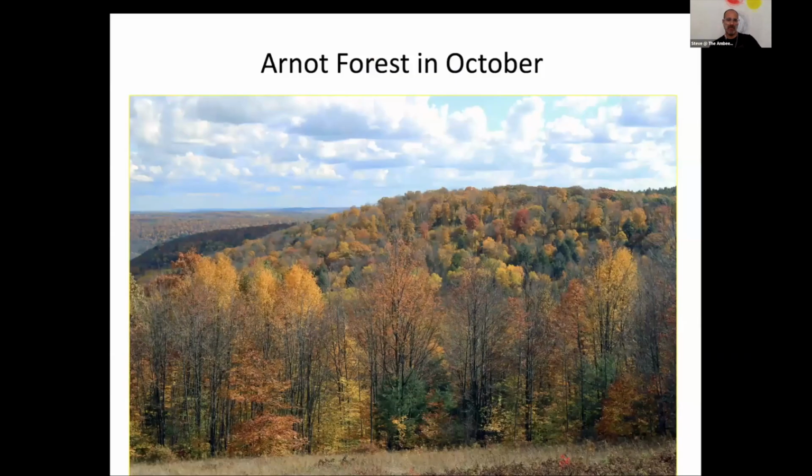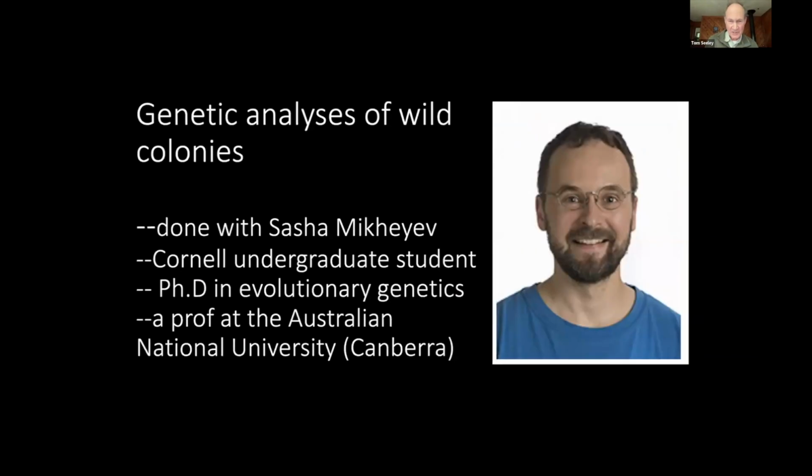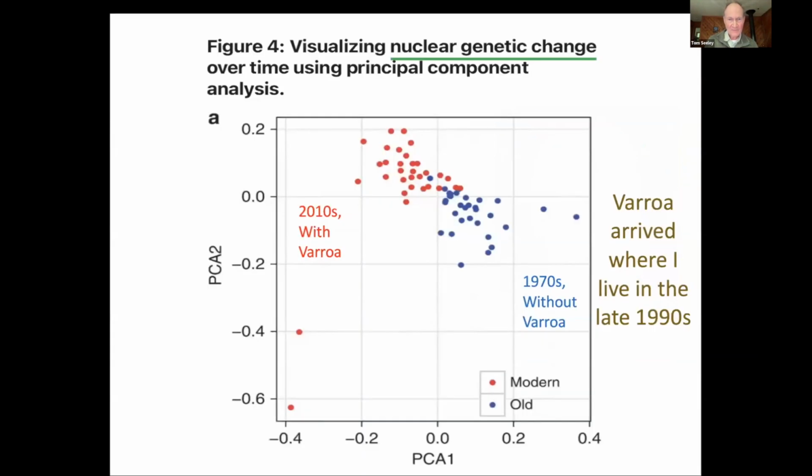Okay, here we are in October. We did a genetic analysis, which I'll just finish up with, where we compared, and here's of interest to many of you, I think. We'd have two samples of colonies in the 1970s without Varroa, pre-Varroa, 2010s with Varroa. And you can see they genetically, I won't go through how these genetic differences are represented here, but they're distinct. So these colonies, there was a very strong selection in the early 2010s.